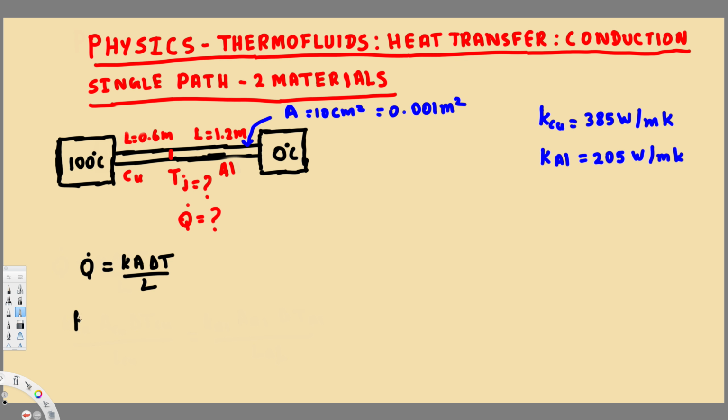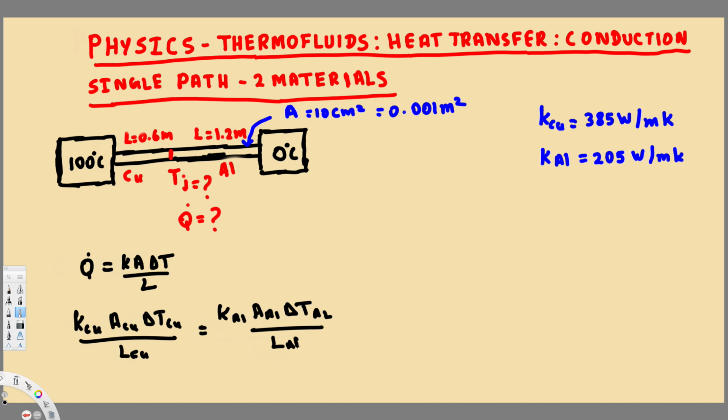For copper, it's going to be K_Cu, A_Cu, and delta T_Cu over L_Cu. And for aluminium, it's the same thing: K_Al, A_Al, delta T_Al over L_Al. And if you notice, the length of the aluminium is double the length of the copper, because 0.6, 1.2. Now instead of writing L_Al, I can write 2 L_Cu. So let's write this one as 2 L_Cu.